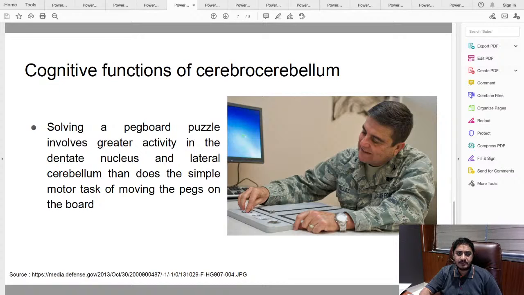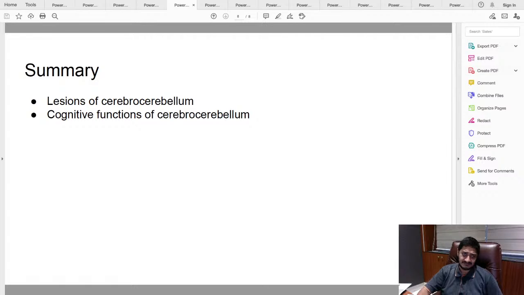Okay, solving a pegboard puzzle involves a greater activity in the dentate nucleus and lateral cerebellum than does a simple motor task of moving pegs on the board. So solving a puzzle involves a greater activity than simply making the peg movements. That means simply moving the pegs has some effect, but solving the puzzle means you need to find a solution. You are having a problem that you want to fix, and so on and so forth. That actually causes greater activity in the cerebellum, suggesting that probably the cerebellum is involved in these kinds of cognitive tasks. Some very light evidence of this. Okay.